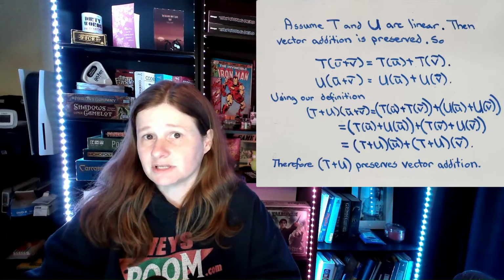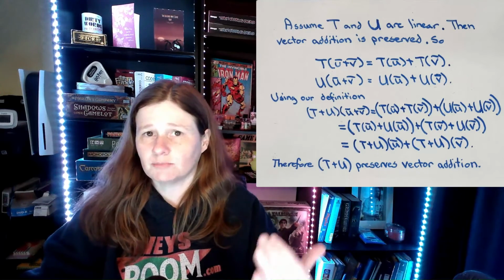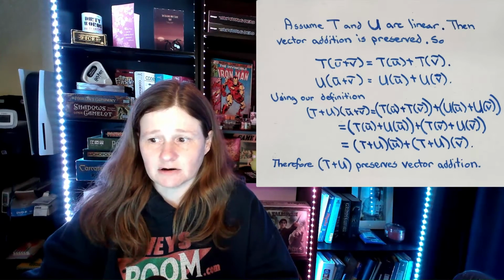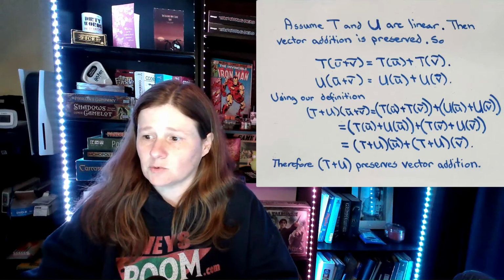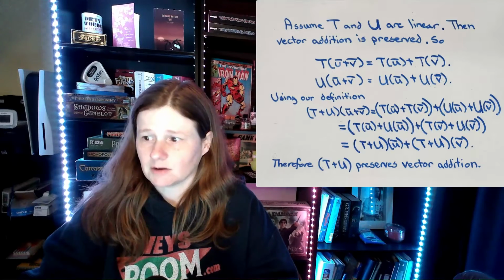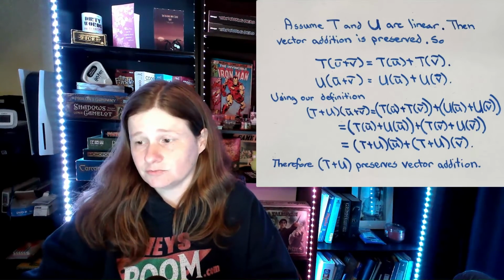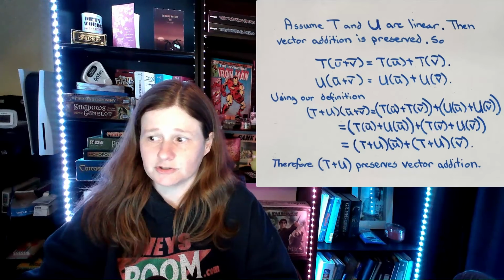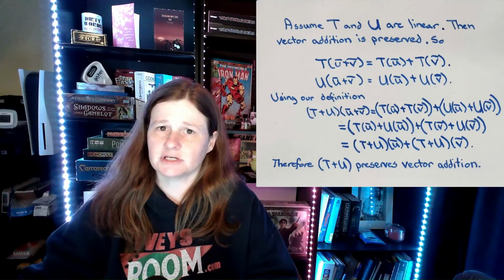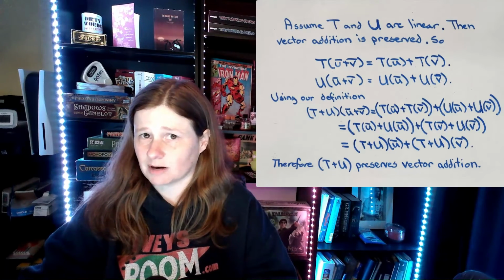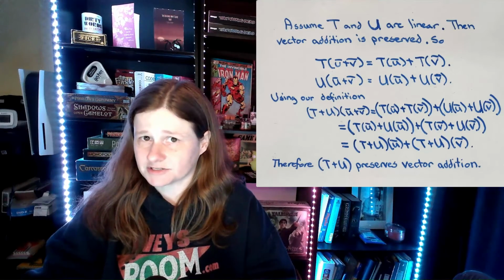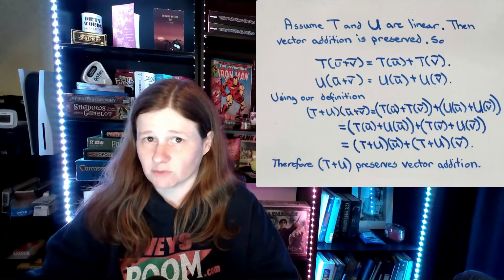So using the definition that we were given, we can now put this together and see that the transformation T plus U of the vector u plus v equals the transformation T of the vector u plus the transformation T of the vector v, plus the U transformation of the vector u plus the U transformation of the vector v. And all we're doing in these next two steps is using our associative and commutative properties to rearrange this, because we're looking for this to be in a specific form to fit our definition.